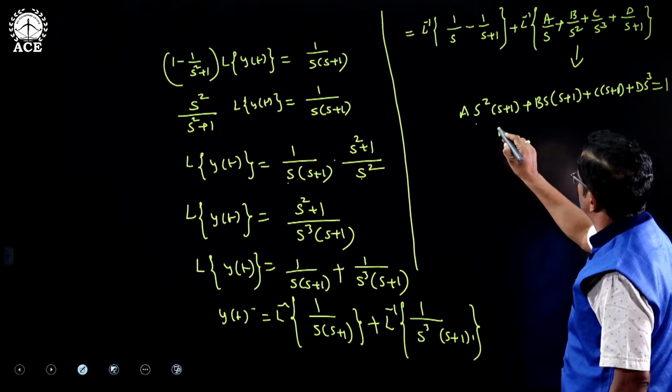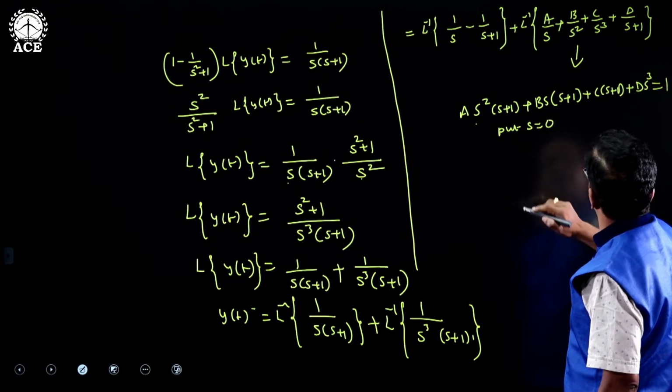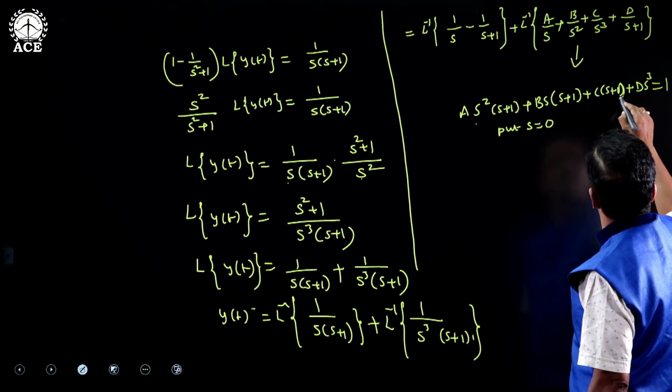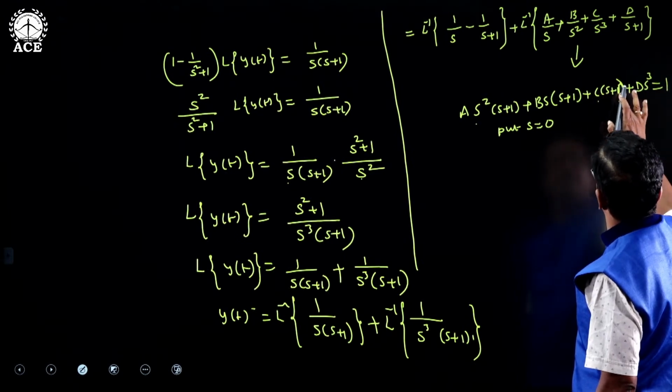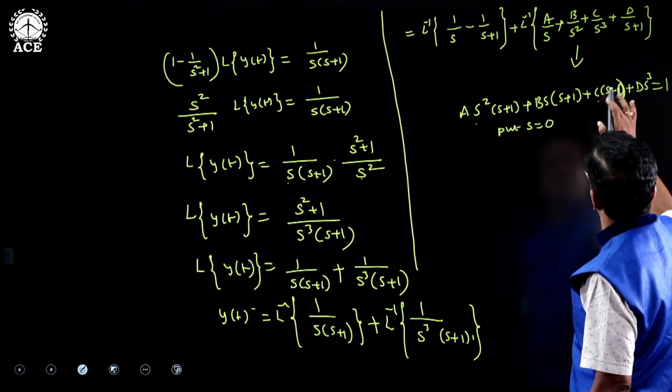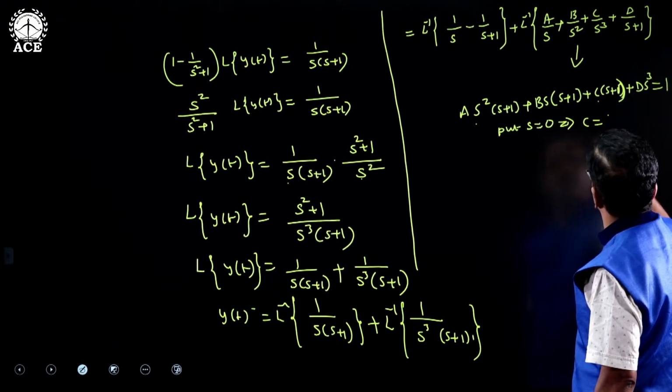Here simply put s is equal to 0. What will you get? Only the C term will be left. All others are going to be 0. C into s plus 1, 0 plus 1 means C. From this you will get C is equal to 1.